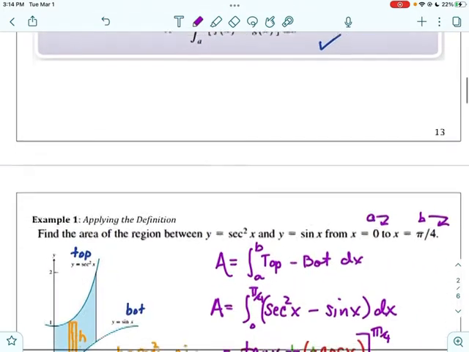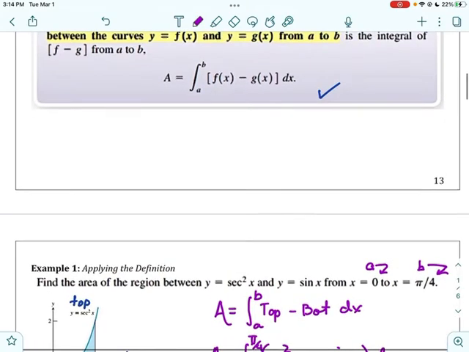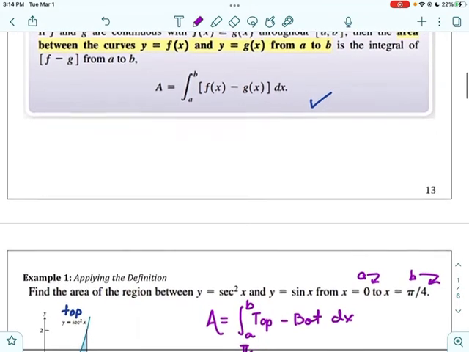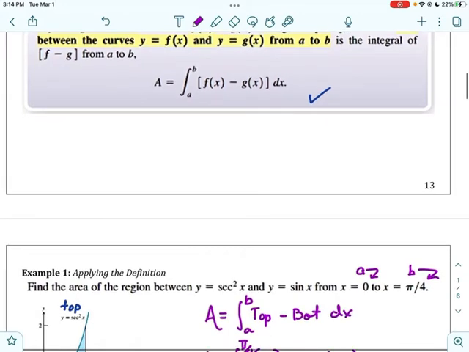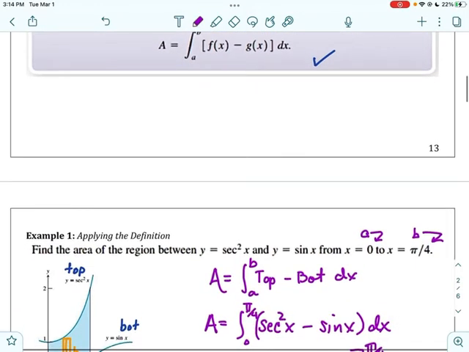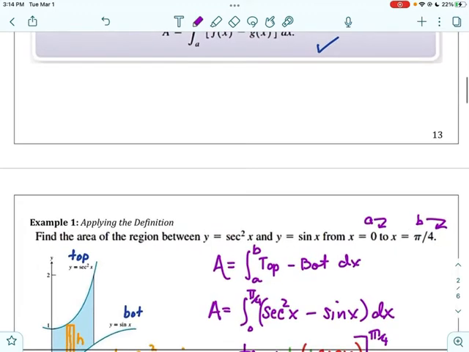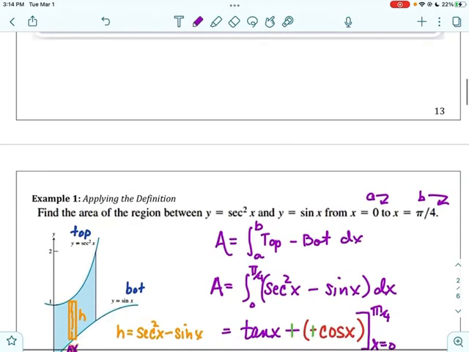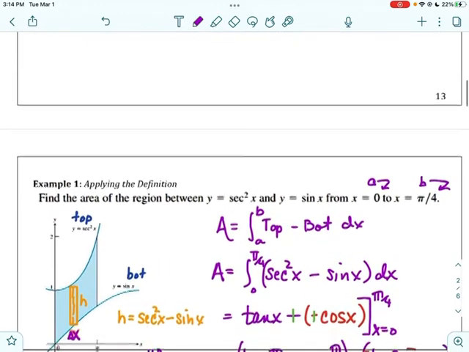It's talking about area. Now if we look at this, find the area of the region between y equals secant squared x and y equals sine x from 0 to pi over 4, where a is 0 and b is pi over 4. So think about what is the top function minus the bottom function, and it's labeled here for you. Sometimes you have to know that or graph it. So we have the integral from the top minus the bottom from a to b, where a is equal to 0 and b is equal to pi over 4.